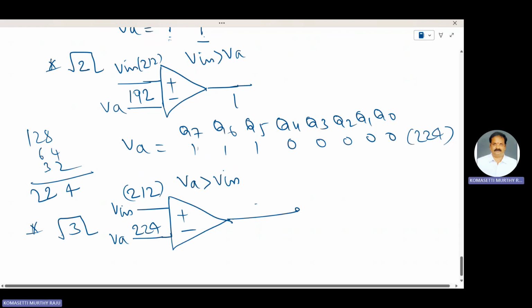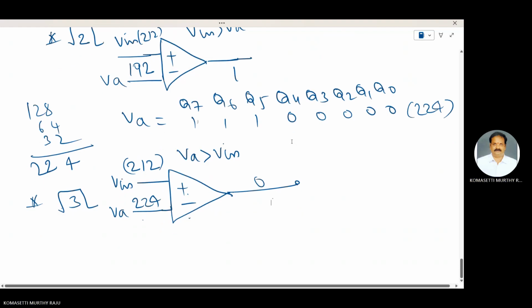The output of the comparator is 0 because VA is connected to the negative inverting terminal of the op amp, and Vn is connected to the non-inverting terminal of the op amp. That is, the output of the comparator is 0. The new VA, the SAR changes that bit's VA.